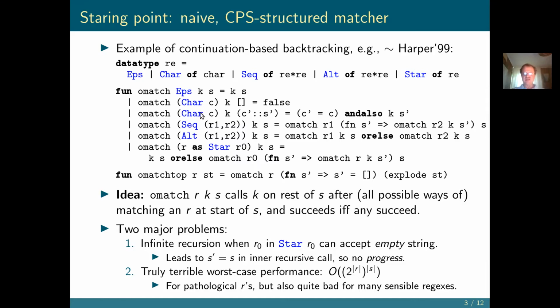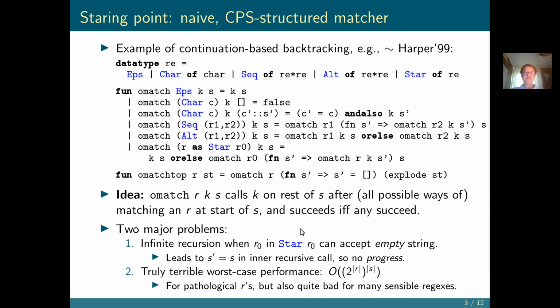So, for example, when the regular expression is a single character C, we check that the string in fact starts with that character and call the continuation on the remainder. And down here in the most complicated case, when the expression is star R0, we can either succeed immediately by calling the continuation on the entire string, meaning that we did 0 iterations of the star, or we can do at least 1 iteration of R0, and then on whatever is left, we do again another R0 star. And then the initial continuation just checks that we've consumed all the characters of the original string.